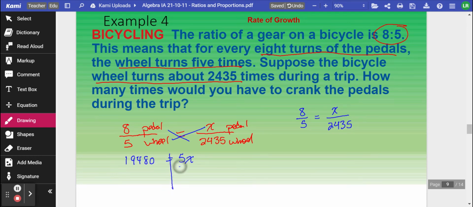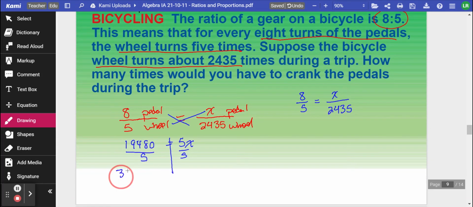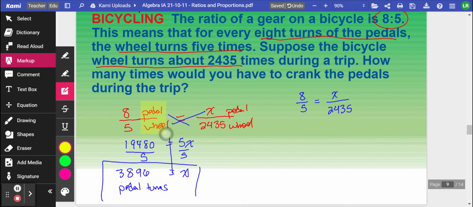These are already on opposite sides. Divide both sides by 5, and I'm going to have my number of pedal turns. So divide by 5, and we're going to have 3,896 pedal turns for our answer. Okay, so the big key is making sure that we set this up correctly. The way I set up the first one, I need to set up a similar way the second one, and it's going to work out. Now understand that this could have been done slightly different, but that's how we would get taken care of.